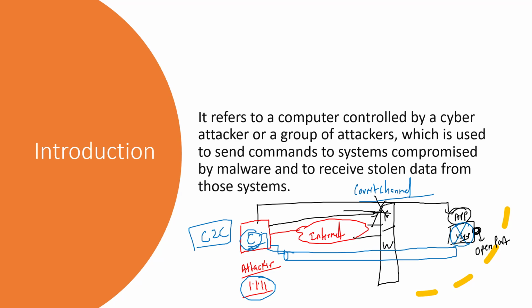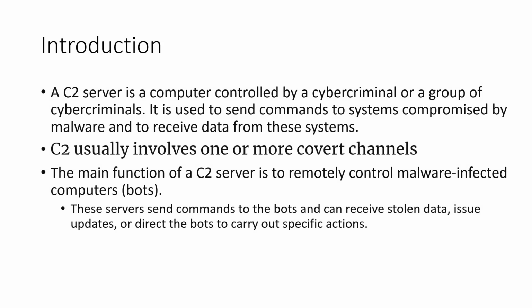Now it's up to him to hide his identity. Instead of using his own system, he can give the IP of another system just to hide his activity. That is also possible. So, a C2 server is a computer controlled by a cyber criminal or a group of cyber criminals, and it is used to send commands to a system compromised by malware and to receive data from the system.